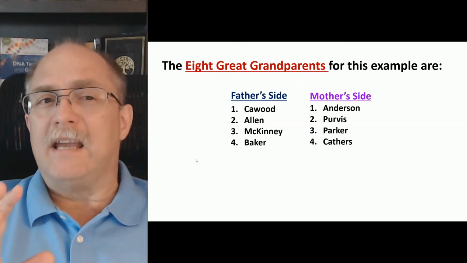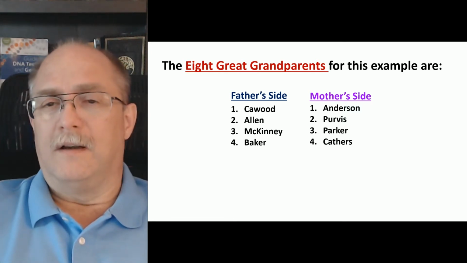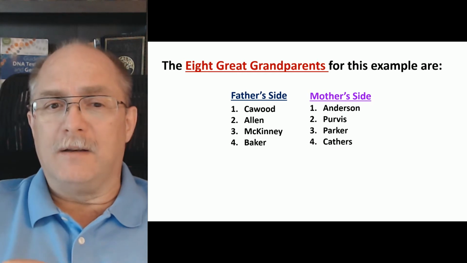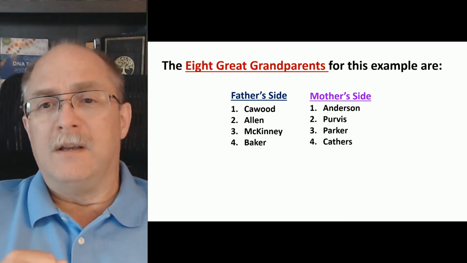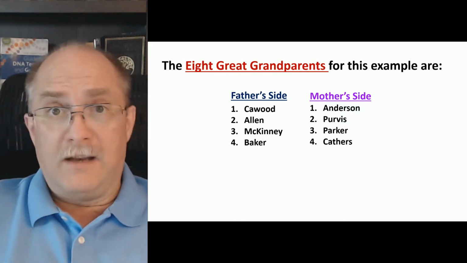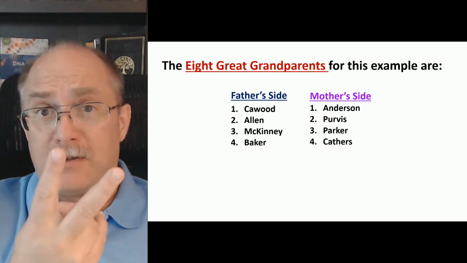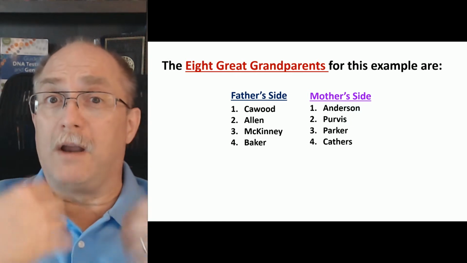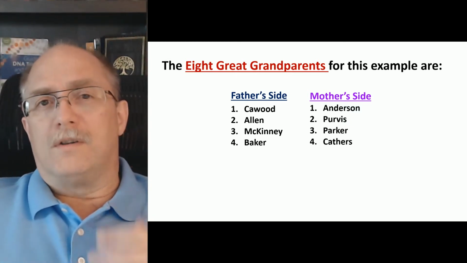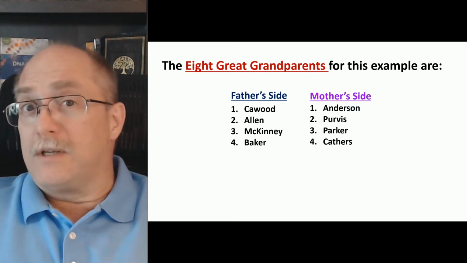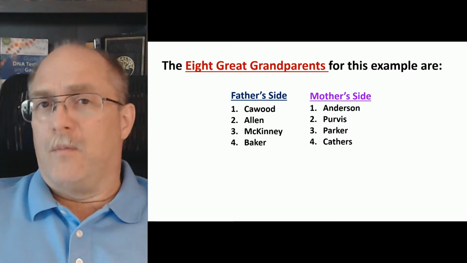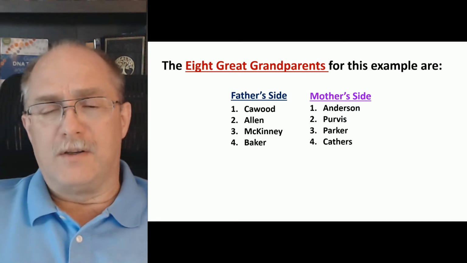Now, the 8 great-grandparents of this individual example are Kaywood, Allen, McKinney, Baker, Anderson, Purvis, Parker, and Cathers. Now again, just look at it this way. Your parents, that makes 2, and then your grandparents is 4, and your great-grandparents, you have 8. So once you are able to list most of these, if not all of them, in this case we have all of the 8 great-grandparents, then we can actually do this dot method for each one of them.